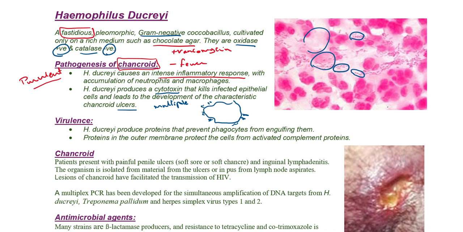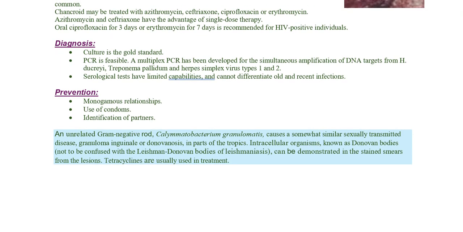Haemophilus ducreyi are virulent because they prevent phagocytosis through their secretory proteins, and the outer membranes express proteins that protect them from the complement proteins. So they resist phagocytosis and they resist the complement proteins' lytic activity.